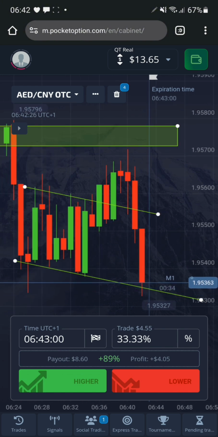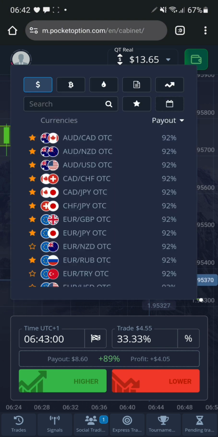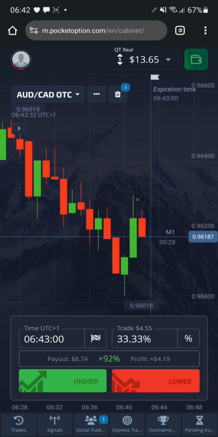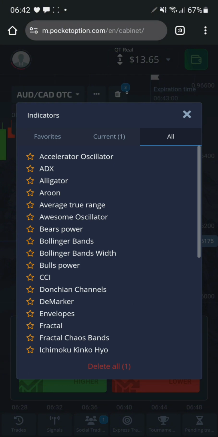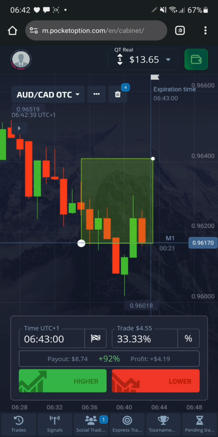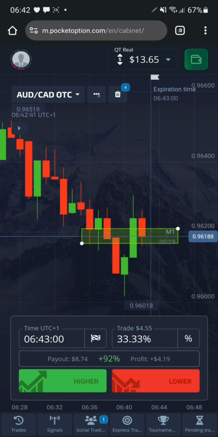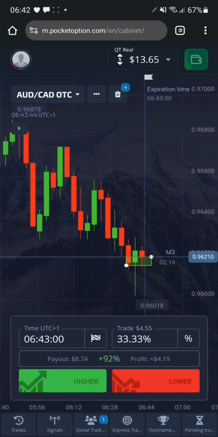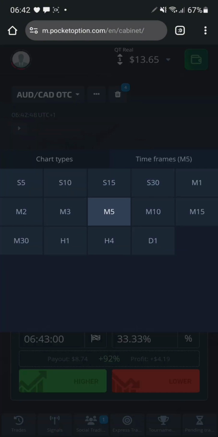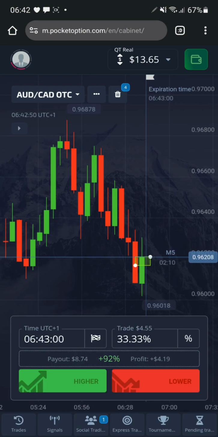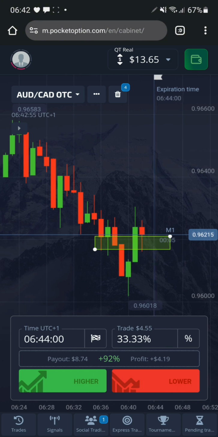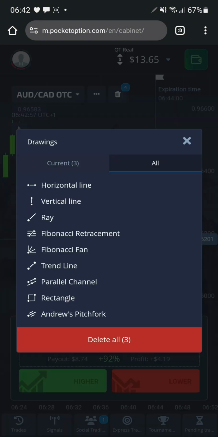Okay. Let me check for other opportunities. Oh, we have a QM level here. Let's see if the QM level is a confirmed one. We can confirm it. Fine. So if we don't have that M3 confirmation, we won't take it. Okay. No M3 confirmation. Obviously, there won't be an M5 confirmation. No problem. We'll not take it.